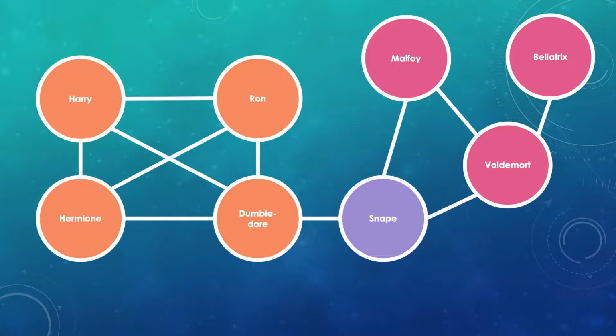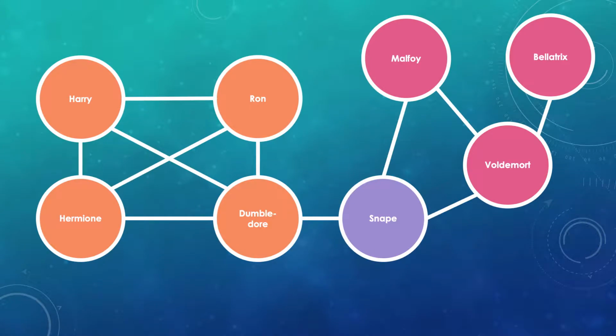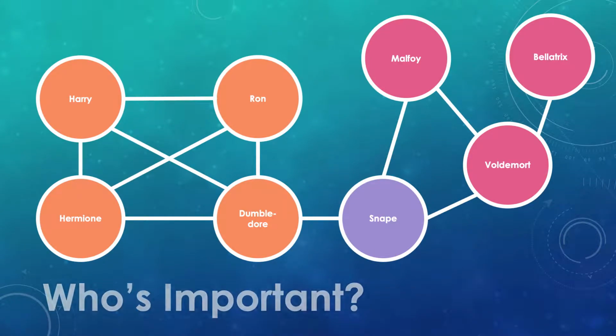As you can see, Harry Potter, Ron, and Hermione, they are connected to Dumbledore. Dumbledore is connected to Snape, and Snape to Voldemort, and Malfoy, and Bellatrix. Well, I can't exactly draw the entire cast of Harry Potter in this, so let's just work with this graph for the moment. Here's the question. Who's important in this network?